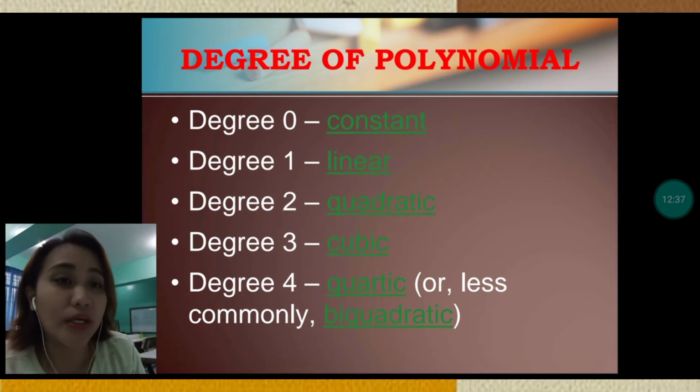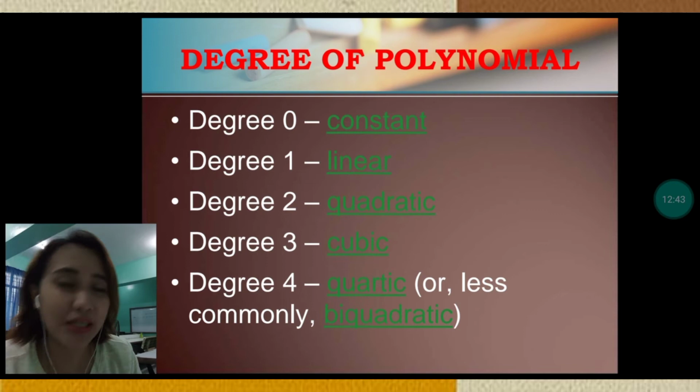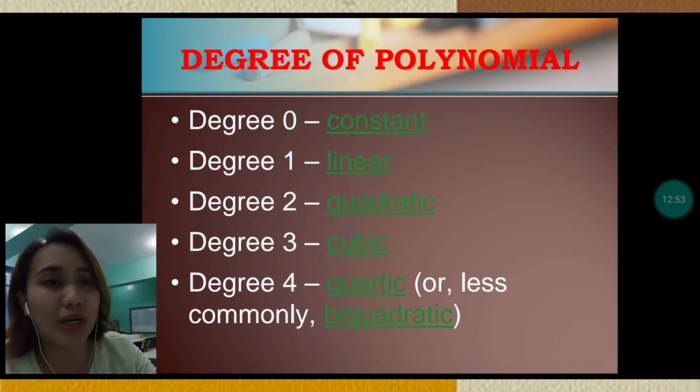If the degree is 1, that is called a linear polynomial. If the degree is 2, that's quadratic. If the degree is 3, that's cubic. 4, it can be called biquadratic, or it's popularly known as quartic.